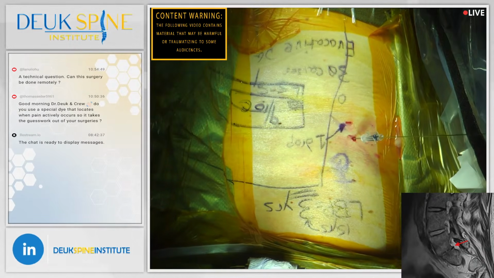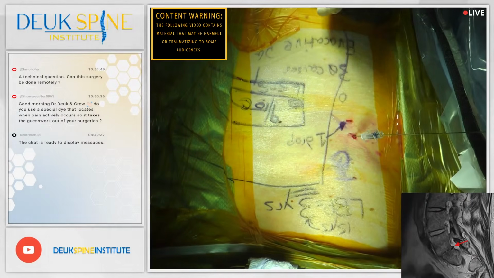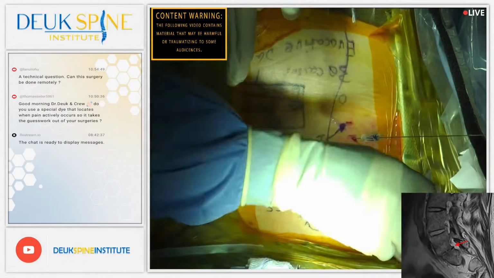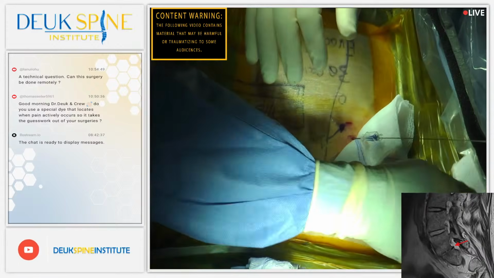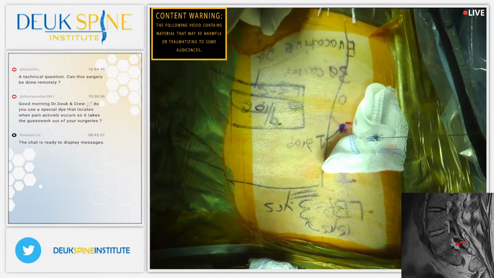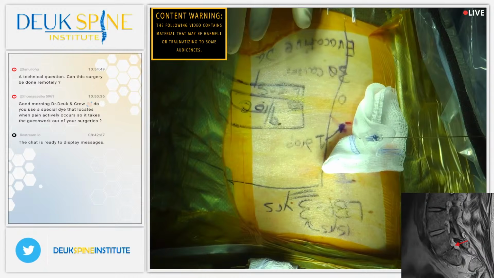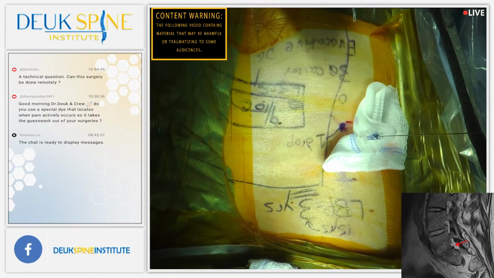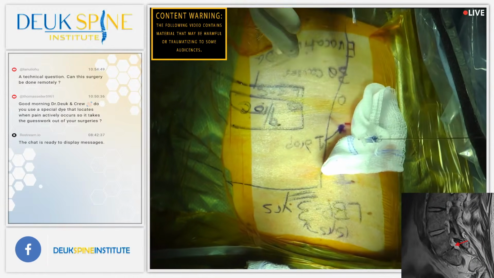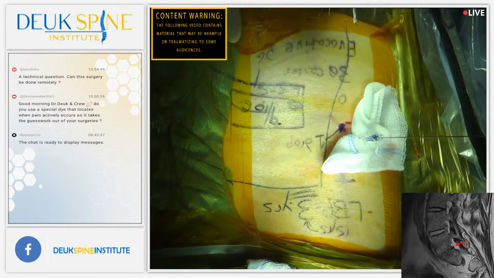Well, that's a great question. So, to answer your question, Thomas is asking, do we use a special dye that localizes pain? The answer is no. There is no dye that will tell you where pain's coming from. I use my clinical judgment and my years of experience of curing back pain to know where the back pain sources are and how to fix them.